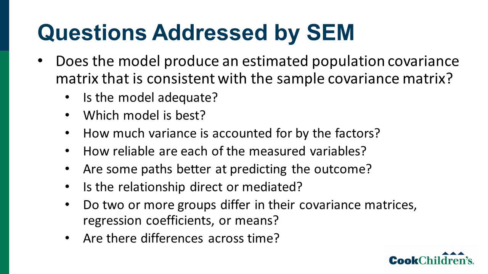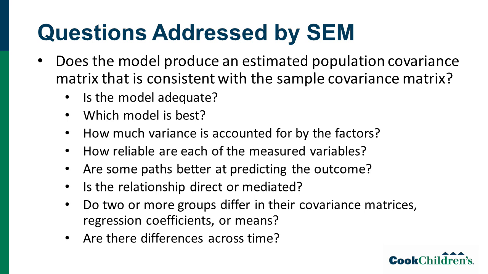So there are a lot of questions that can be addressed using structural equation modeling. The main question asked is, does the model produce an estimated population covariance matrix that's consistent with the sample or observed covariance matrix? After we assess whether or not our model is essentially a good fit, then we're going to look at, is the model adequate?